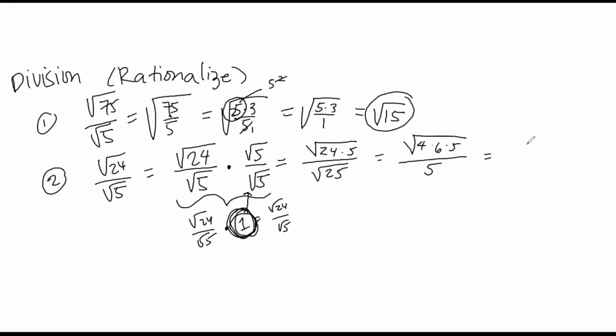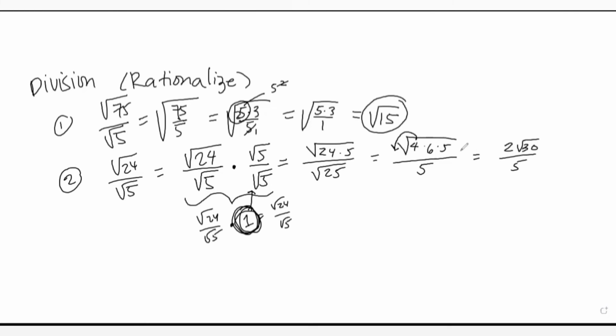So we just need to simplify this further into 2 square root of 30 over 5. So we extract the root of 4, then it becomes 2 outside, and then what remains inside the radical symbol is 6 times 5, which is equivalent to 30. So our final answer would be 2 square root of 30 over 5. Okay, so yeah, these are equivalents.